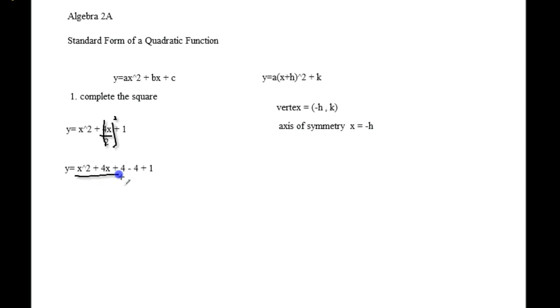Now this right here, you guys, is essentially adding 0. You're adding a 4 and subtracting a 4 at the same time, except you're creating something out of nothing.